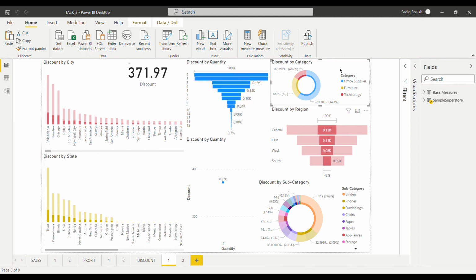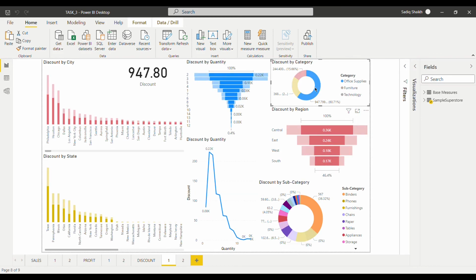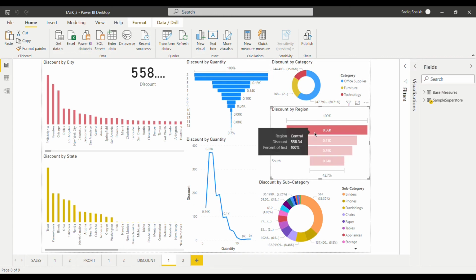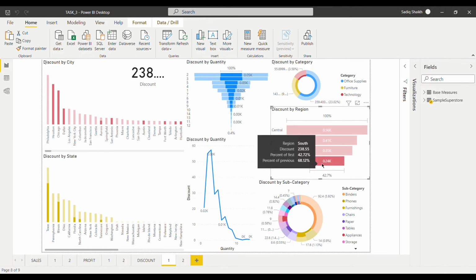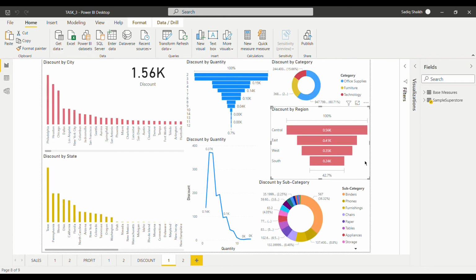Then if we look over here in terms of category, office supplies is the category through which the maximum discounts have been given, and the discounts have been earned mostly in the central part, and the southern part lacks in getting discounts, which means the company should give more discounts to the southern part so as to increase the sales over there. Then in the subcategory section, we can see binders is the section where the most discounts have been earned by the people.